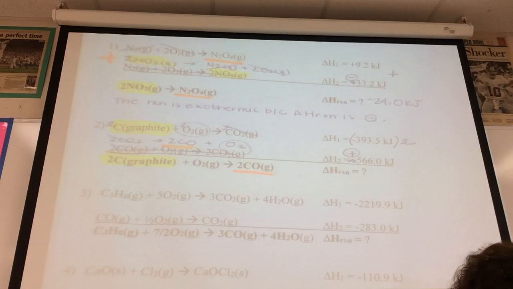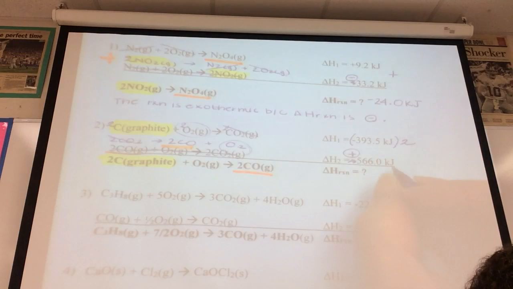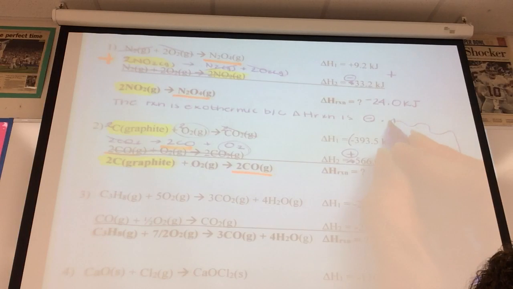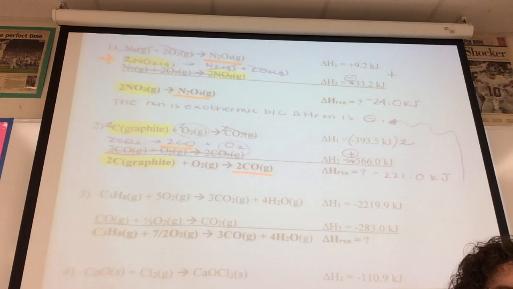So we have 2 times negative 393.5 plus 566. And again, you're adding and multiplying and adding, so just keep your least number of decimal places: negative 221.0 kilojoules. And this is an exothermic reaction for the same reason we indicated above. It's not so bad.